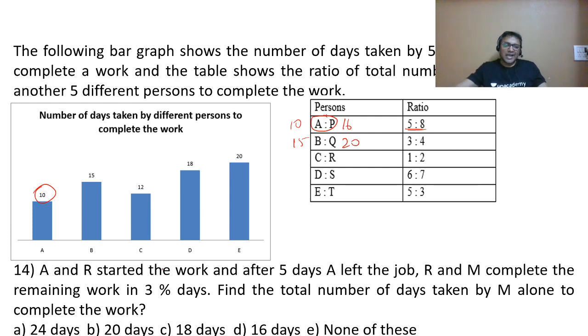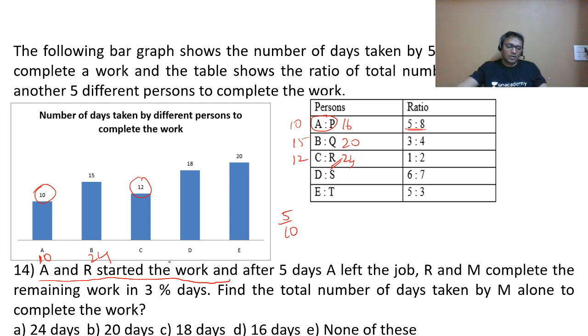Let's try to understand. A and R started to work. A takes 10 days, we know. C is to R, so C takes 12 days and R will take 24 days. So I know R takes 24 days. And after 5 days, A left the job. So A must have done 5 out of 10 work, which is 50% work.